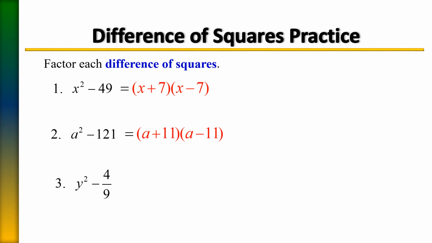Let's do the last example. The square root of y squared is y. The square root of 4/9 is 2/3, because the square root of 4 is 2 and the square root of 9 is 3. So that's going to factor into two binomials, y plus 2/3 and y minus 2/3.